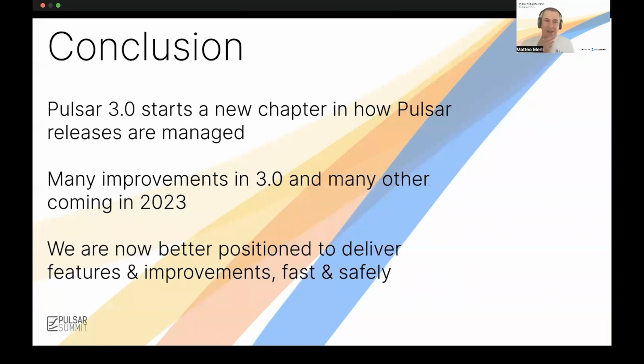So I'm stopping here, and there are still many other ideas bouncing around, but I really believe that Pulsar 3.0 is a new chapter in establishing how Pulsar releases are managed, and this sets the foundation of the next model for developers and the community around Pulsar. There are many changes in 3.0. We have a whole number of changes coming up this year for the new releases, and I truly believe that we are now better positioned with this LTS model to ship these features and improvements in a fast and safe way.